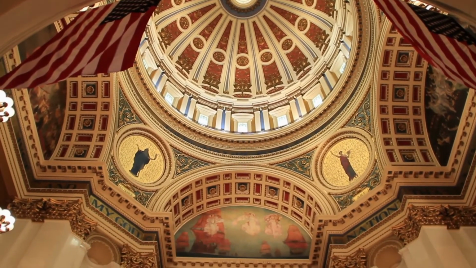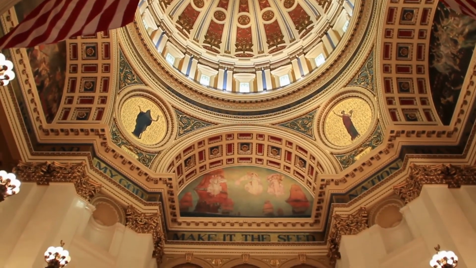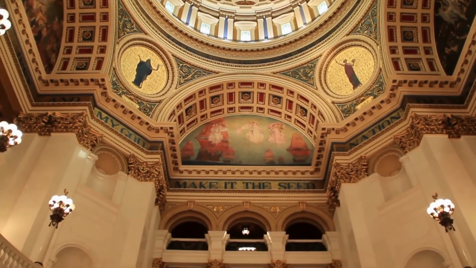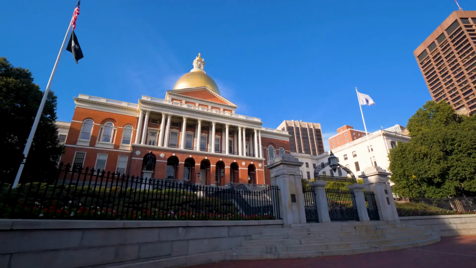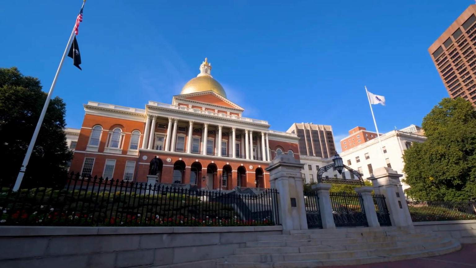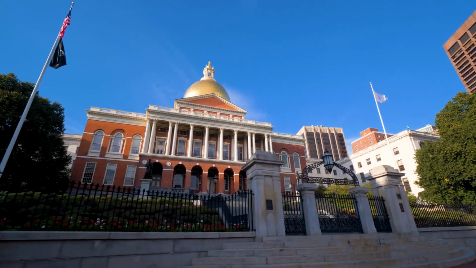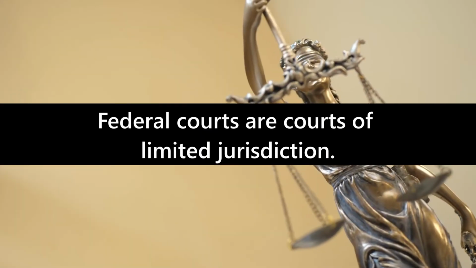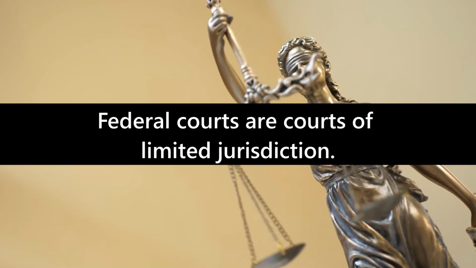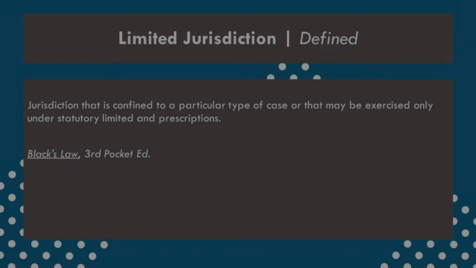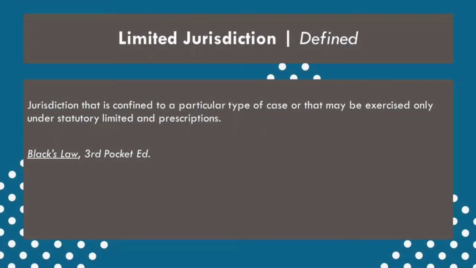State court jurisdictions are largely shaped by the legislatures of the individual states, but is limited in certain key instances. Importantly, these limitations include matters reserved to the federal courts via federal question jurisdiction. In contrast, federal courts are courts of limited jurisdiction. Black's Law defines limited jurisdiction as, quote, jurisdiction that is confined to a particular type of case or that may be exercised only under statutory limits and prescriptions, unquote.